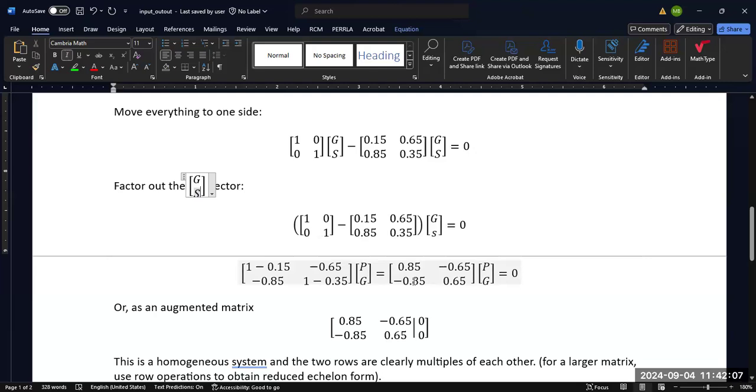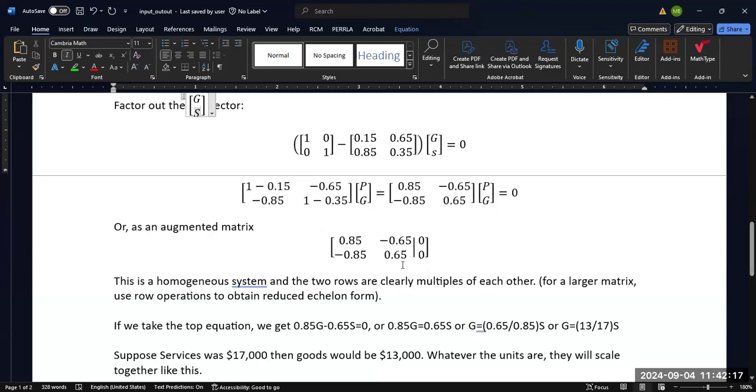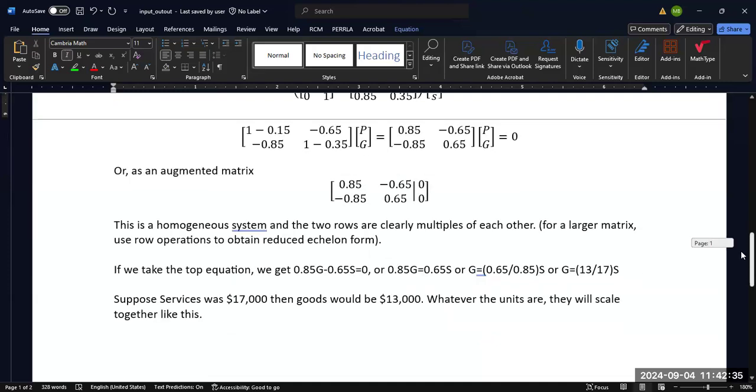Now, because the system is homogeneous, what we're looking for are dependent solutions. And we can see that the two rows of our matrix are dependent on each other. They are multiples of each other. This is just the negative of the one at the top. So we take one of the equations, whichever one you want, and solve for our variables. So remember, first column is G, second column is S.